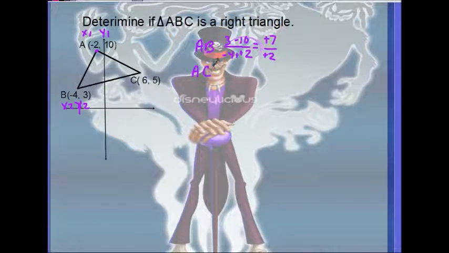Now, AC. A is already x1, y1, which would make C x2 and y2. So here we go. Again, y2 minus y1 over x2 minus x1.